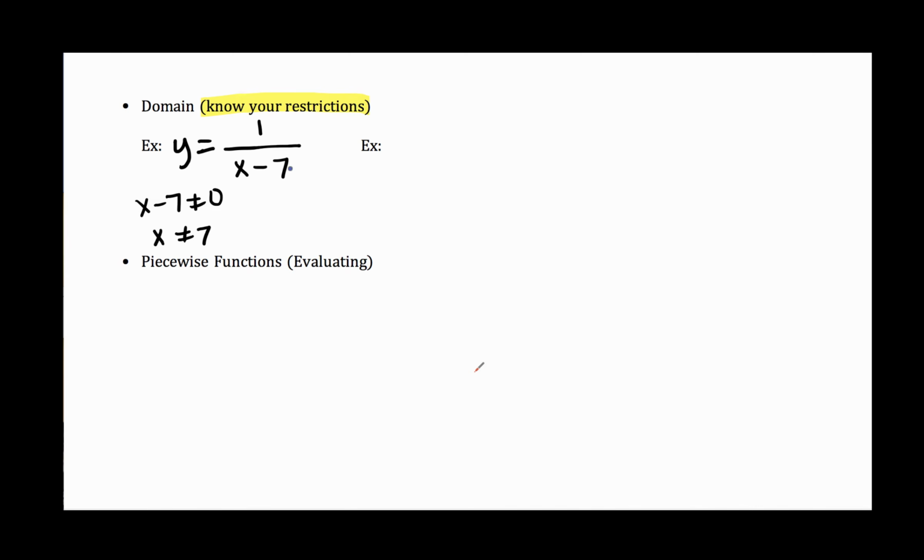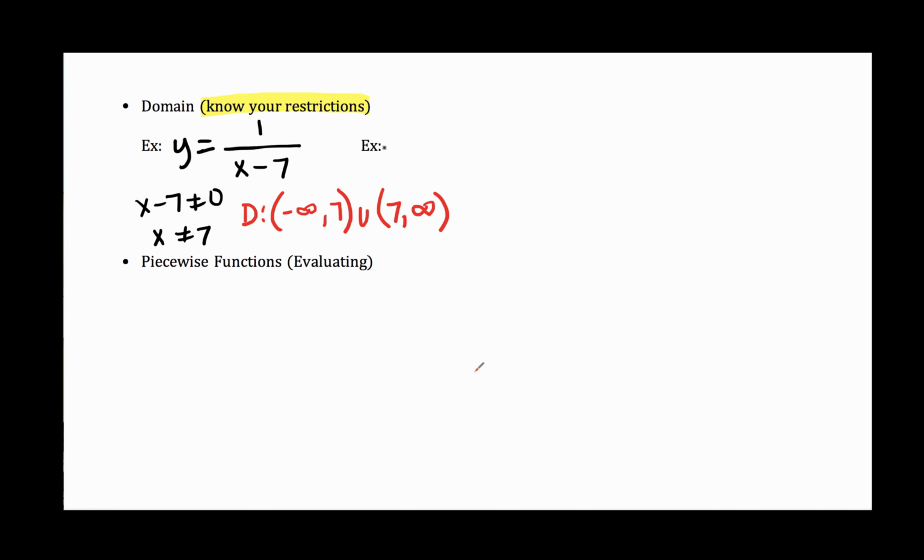So to write my domain for this one, I would list everything from negative infinity to infinity with the exception of 7. So we would say negative infinity to 7. I'm not going to include 7, but then I'll continue that with my union from 7 on to positive infinity. Another way of writing this is all real numbers except for 7.